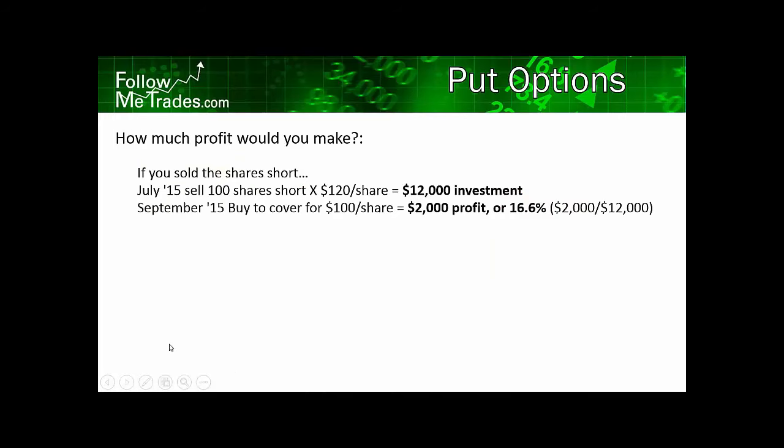So, how much profit would you make? Well, if you sold the shares short, right? You sell 100 shares short at 120, it's going to cost you 12 grand, right? And then in September, when it went down, you buy to cover, and say at 100 bucks, you make $2,000 profit. Okay, that's not bad. 16.6% profit, 2 grand. There's nothing wrong with that.